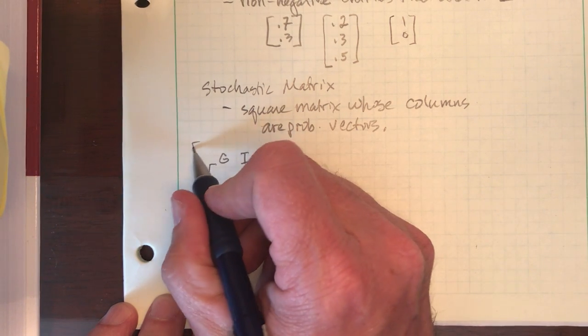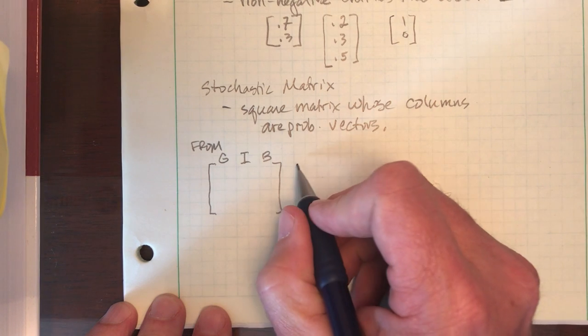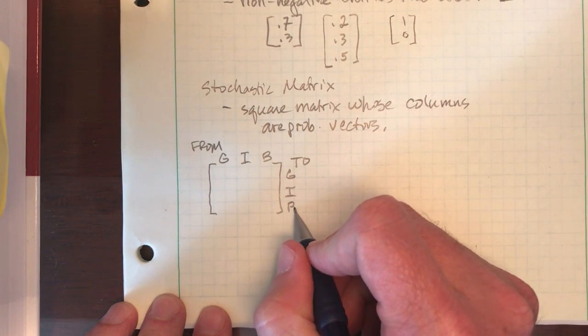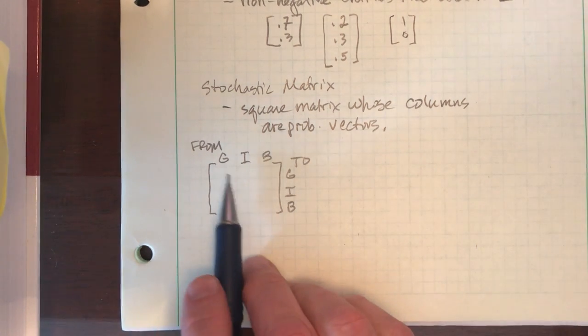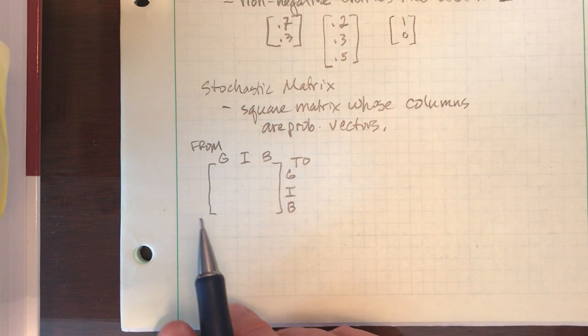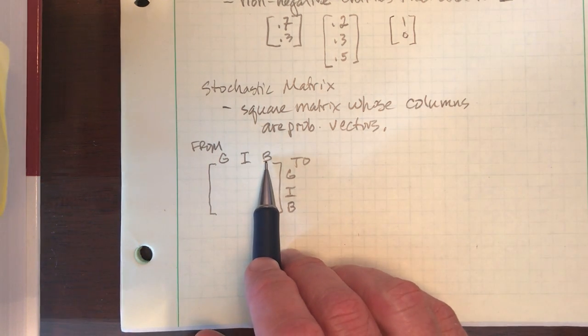I will explain this in a second. So I've got my setup here. Okay, so let's say the weather in Butte County in the last 2 weeks of April can be classified as either good, indifferent, or bad.